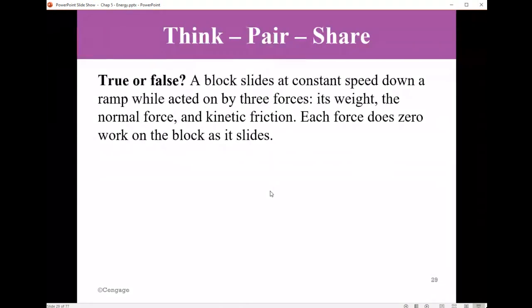Again, a block slides at constant speed down a ramp while acted on by three forces: its weight, the normal force, and kinetic friction. Each force does zero work on the block as it slides. This statement naturally is not correct because the friction force is not zero. Friction force is negative. As for gravitational force and normal force, both are perpendicular to the displacement, so yes, these forces will do zero work. But friction does not do zero work. It does negative work.